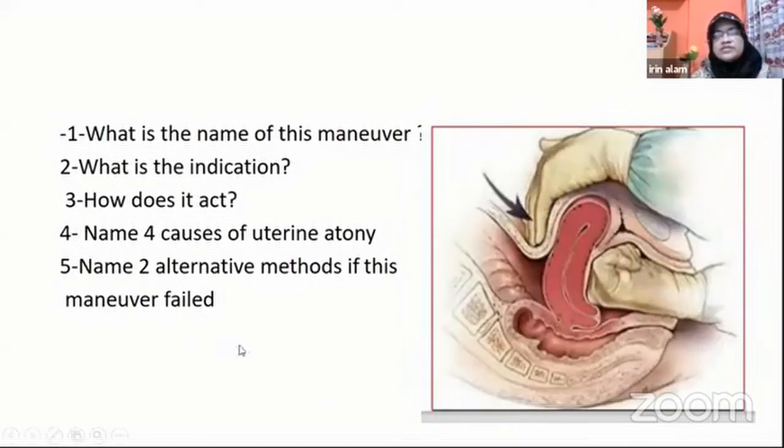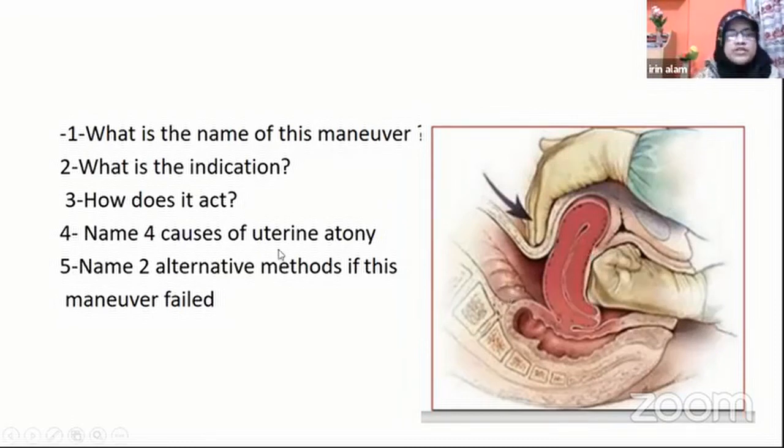Can you see this picture? What is the name of this maneuver? One hand is pushing through the vagina in a fist, and the other hand is over the abdomen, pushing the posterior aspect of the uterus, and this is the anterior aspect of the uterus. This is the bimanual compression. This maneuver is bimanual uterine compression.